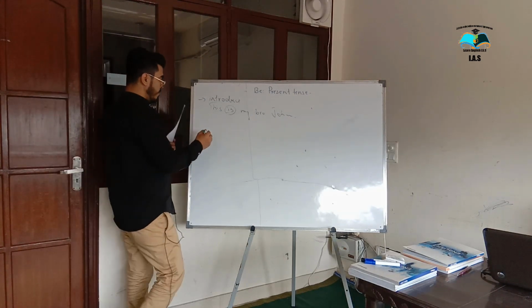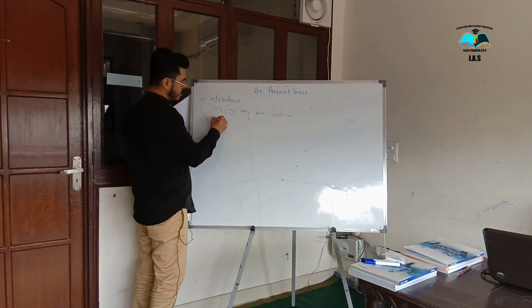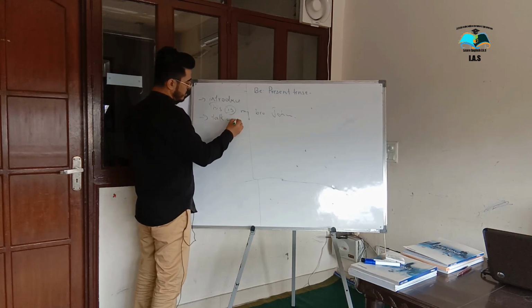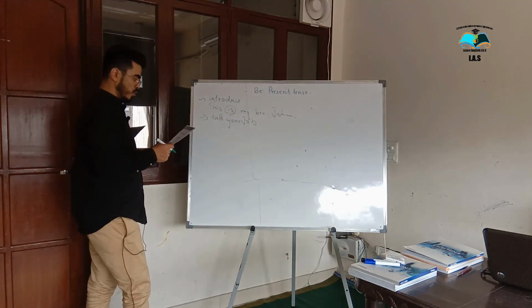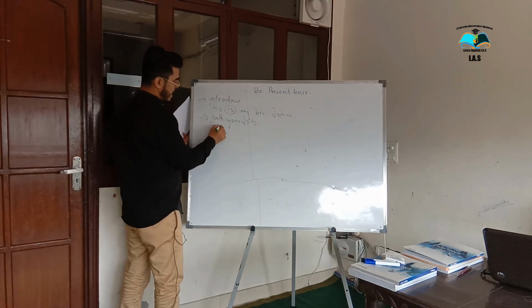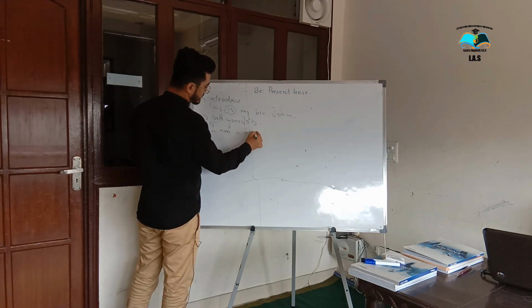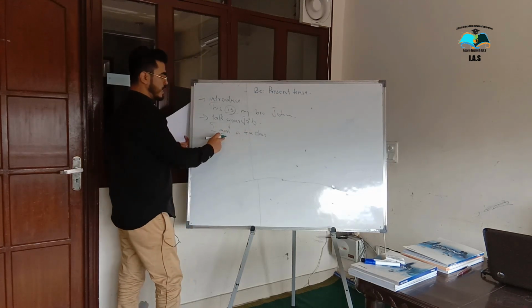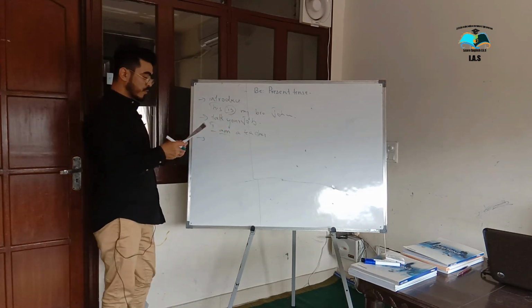And the second, if you want to talk about your job, then you can use be plus present simple, like I am a teacher. So in this example, again I used am to talk about my job. Okay, let's go with the third one.